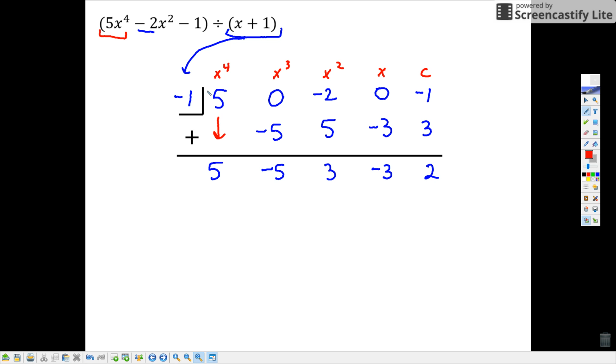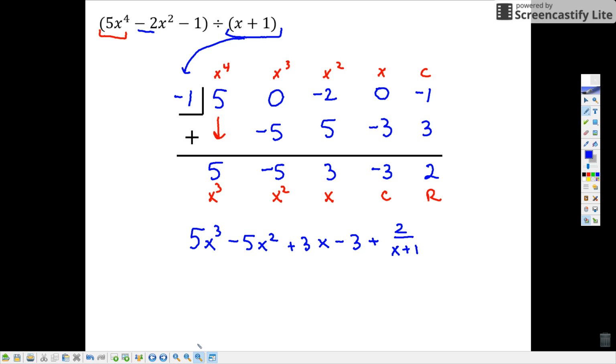And then once again, as a reminder, since it was x to the 4th originally, and we divided everything by an x, this is x cubed. This will become x squared because we go down by 1 every time. This will be your x. This will be your constant. And this one would be your remainder. So your final answer is 5x cubed minus 5x squared plus 3x minus 3 plus 2 over x plus 1. And the x plus 1, remember, comes from whatever you divided by originally.